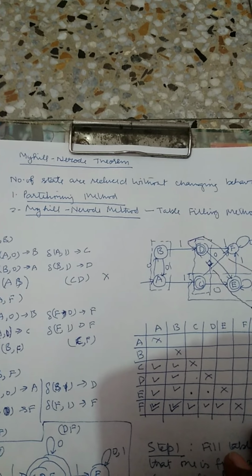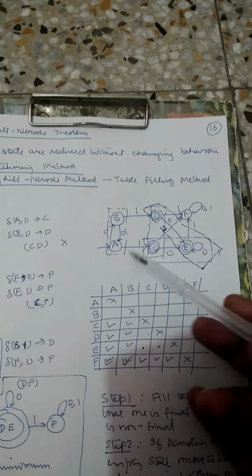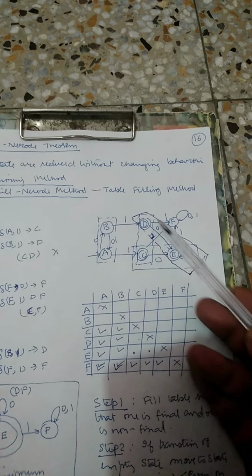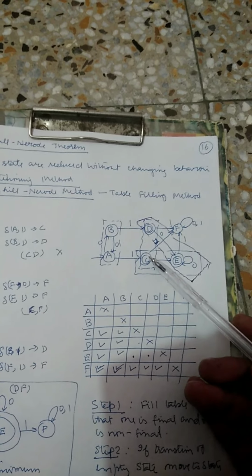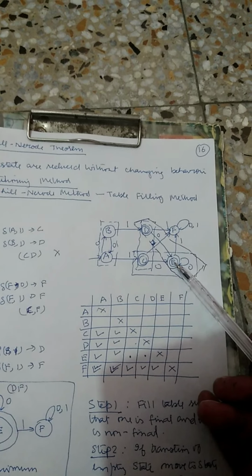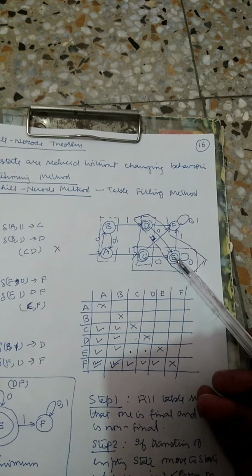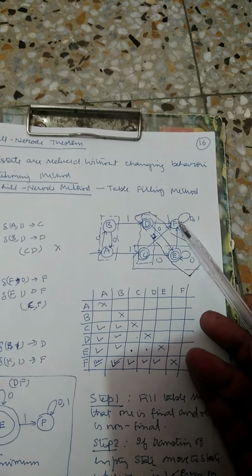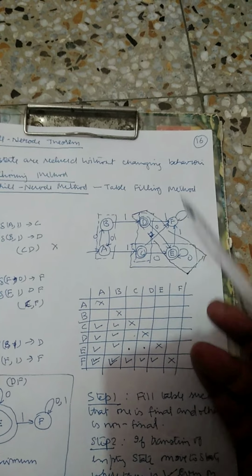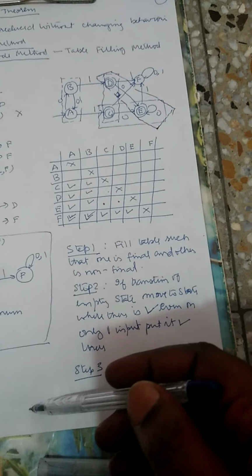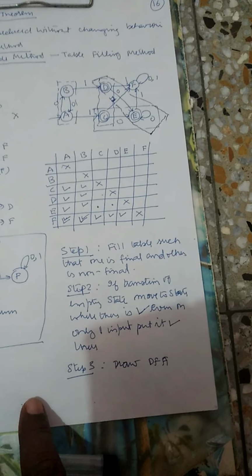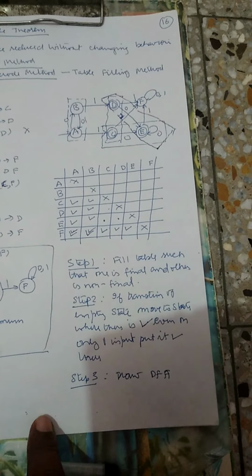That is, the Myhill-Nerode theorem, in which we have this DFA with states A, B, C, D, E, F, in which C, D and E are final states, and A, B and F are non-final states. Before going on, we must understand the steps that are required to understand this table filling method.